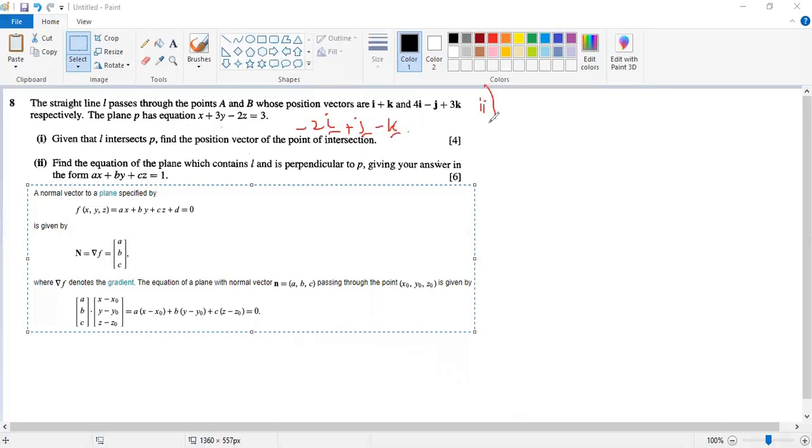Okay, let's go for the second part, please. The second part is: find the equation of the plane which contains the line L and is perpendicular to the plane P, giving the answer in the form ax plus by plus cz equals 1. Do notice that the general form where the right side equals 1 is given, so we're going to use that format. The first thing that we need to use is two facts here. The first fact that we want to use is actually given from Wolfram, a very beautiful maths website with a lot of facts in it.